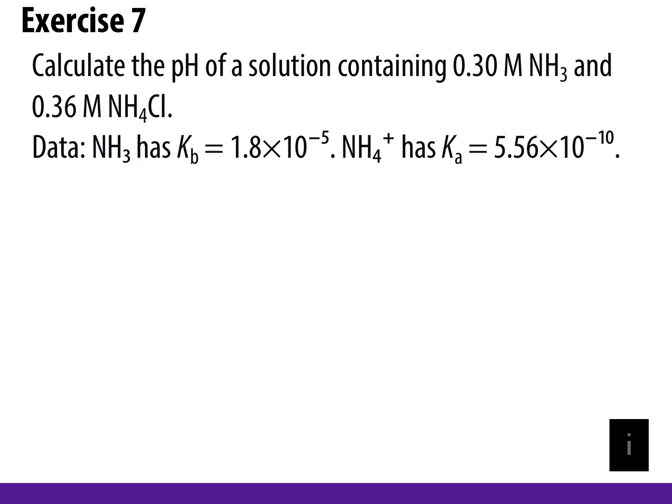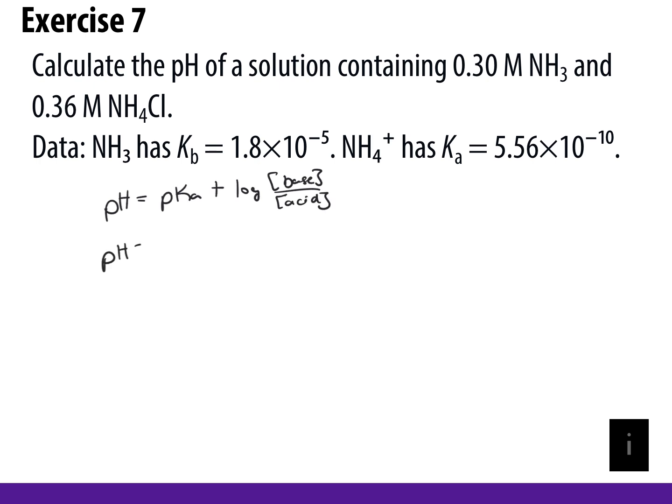Okay, here's our next example. Calculate the pH of a solution containing 0.3 molar NH3 and 0.36 molar NH4Cl. The easiest way to do this is using the Henderson-Hasselbalch equation. So we'll plug in there. pH is pKa plus log. You can view it as A minus over HA, or just sort of base over acid.